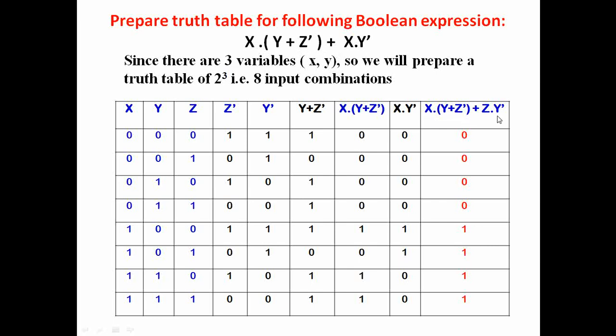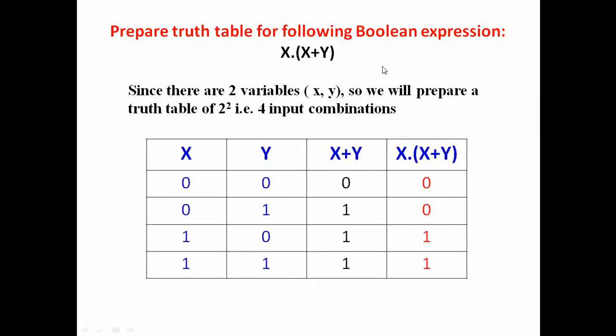Finally we have to get x dot y plus z bar plus x dot y bar. So we'll write this whole here, and this is x dot y plus z bar, this is x dot y bar. So we'll add these two. 0 plus 0 is 0, 0 plus 0 is 0, 0 plus 0 is 0, 0 plus 0 is 0, 1 plus 1 is 1, 0 plus 1 is 1 and 1 plus 0 is 1, and this way we can calculate this.